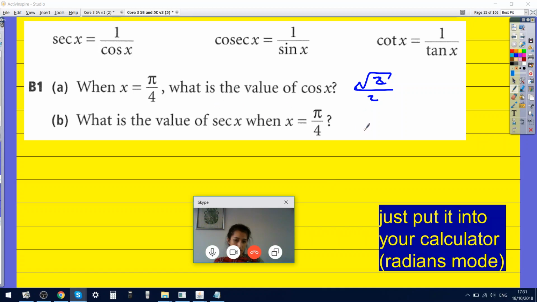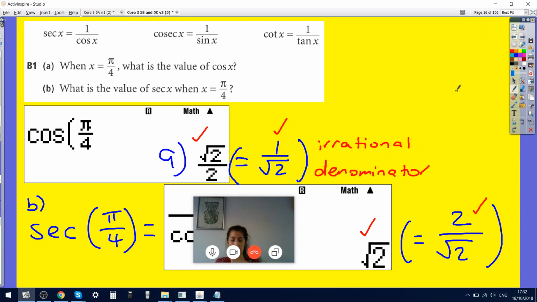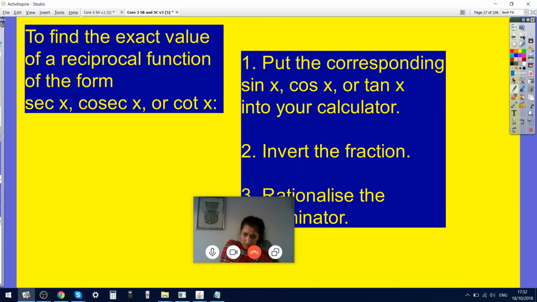And so basically, if secant x is 1 over cos x, then it will be 1 over root 2 over 2, which is the same as 2 over root 2. Your calculator just rationalized the denominator. So if you have to find sec pi over 4, you can find cos pi over 4 and flip the fraction. Oh, okay. And it says root 2 because it rationalized the denominator.